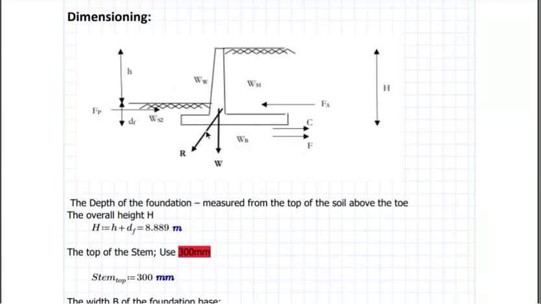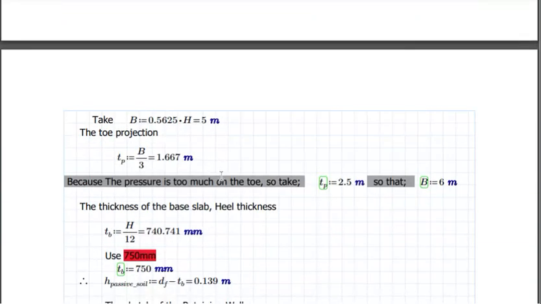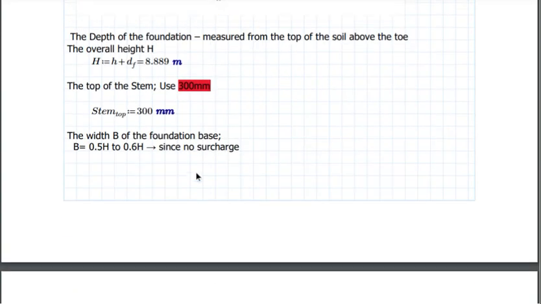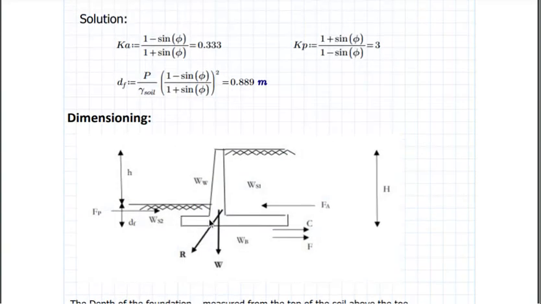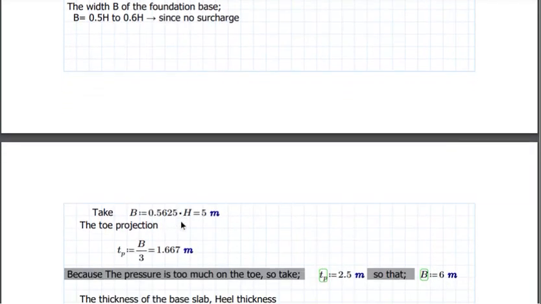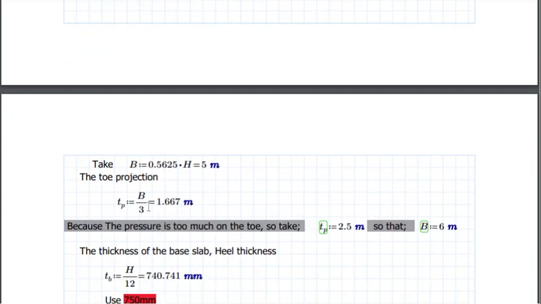Then our TP, what is our TP? Where is the TP? Let me see. TP is the toe projection, which is from the face of the bottom stem up to the edge of the toe. That's our TP, toe projection. And it is gotten by the formula B, the B we got here, over 3, and we have that to be 1.667 meters.